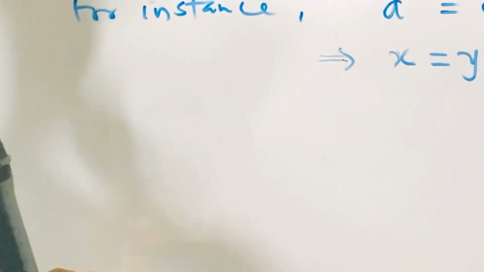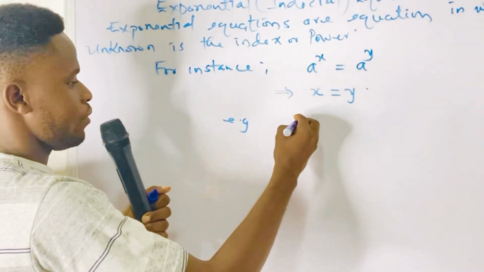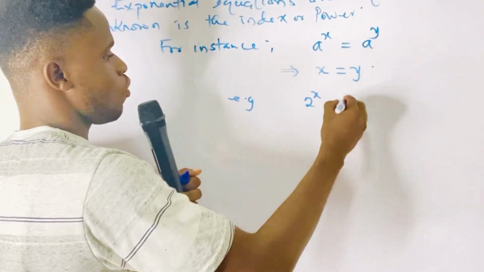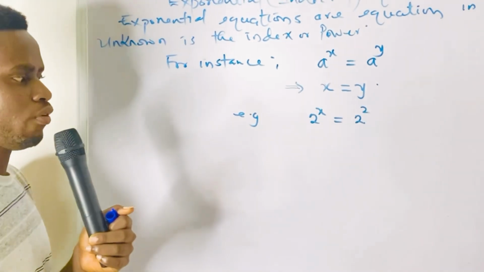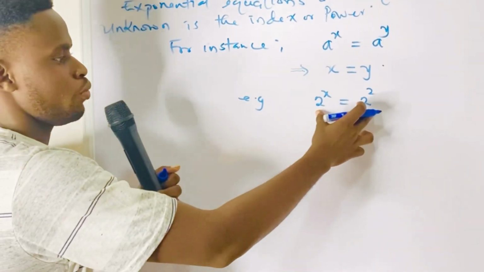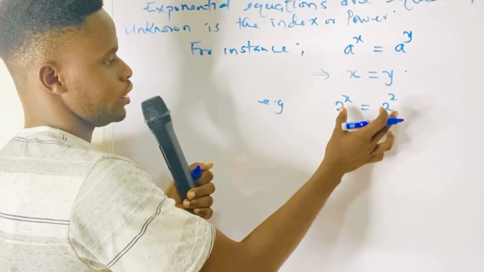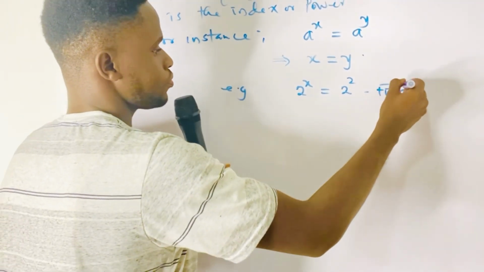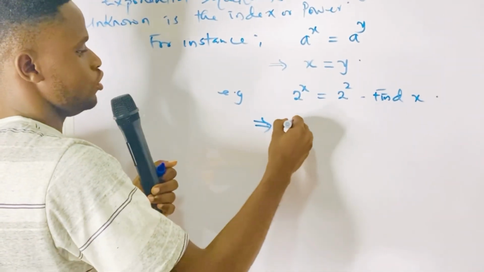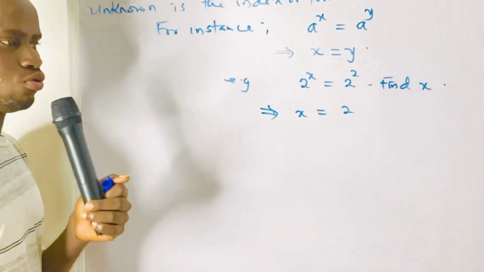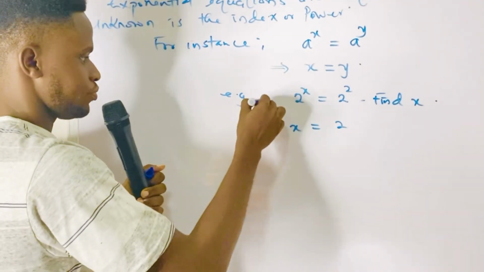Equals y. For example, if I'm given, let's say, 2 raised power x equals 2 raised power 2. This is an example of exponential equation. Since both sides of the equation are of the same base, what is the rule? It means for you to find x here, you simply say your x is equal to what? Is equal to 2.